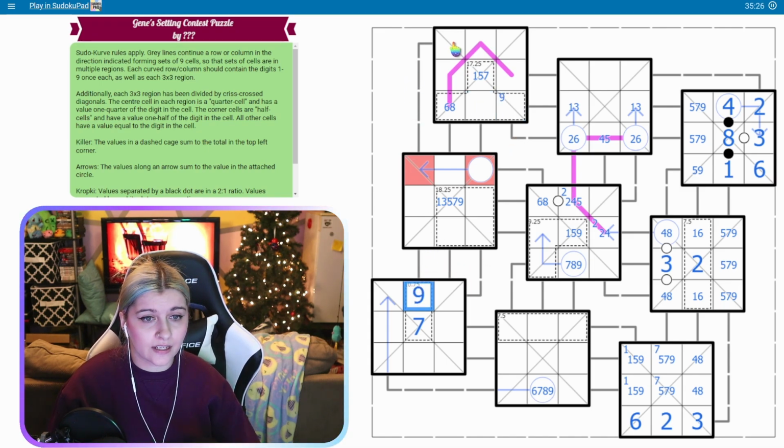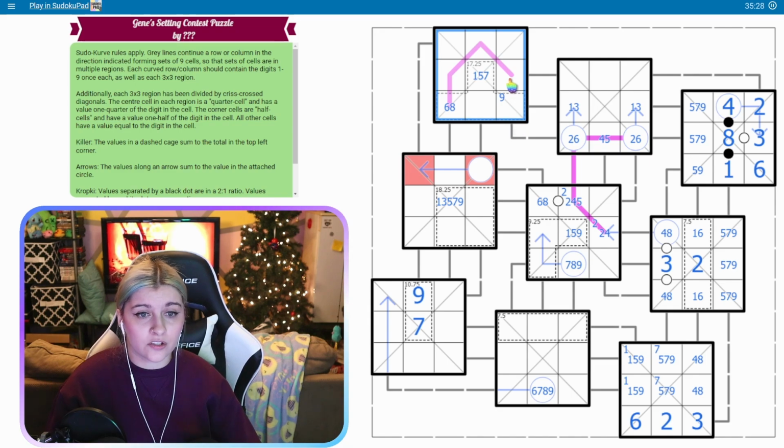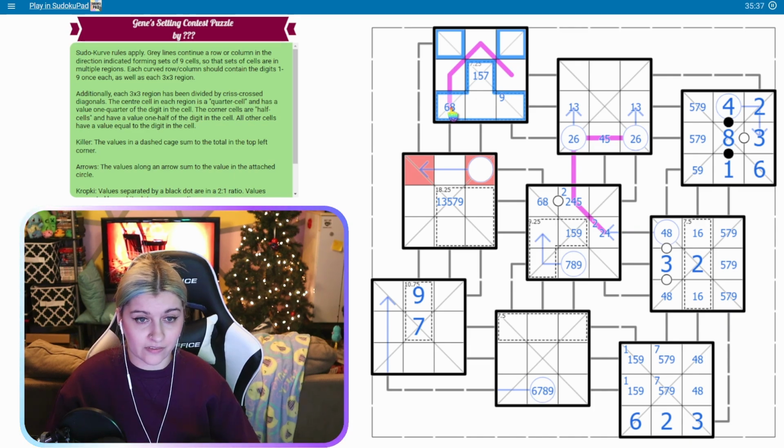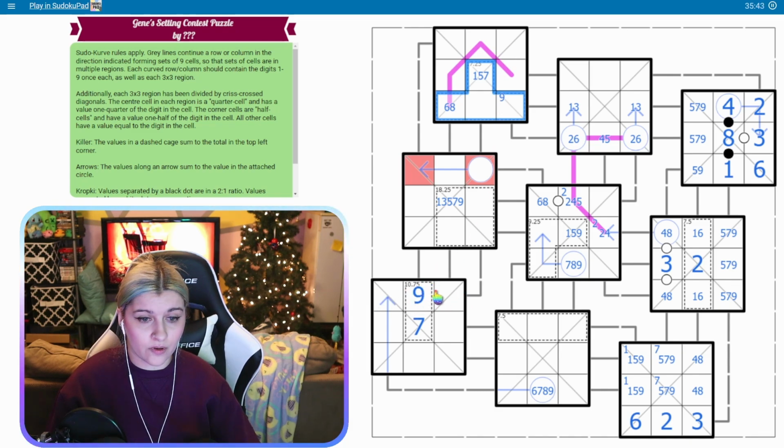Let's see, this 9. Okay, these are all the options for 9. There's no way I can get a 9 on this line because the biggest value I could have here is a 4, and I would have to go 4, 5, 6, 7 at the biggest. 9 here sees this way. And this 9 from this row goes like this, and also sees these 2 cells. And then I already know that this can't be a 9, so this has to be a 9.